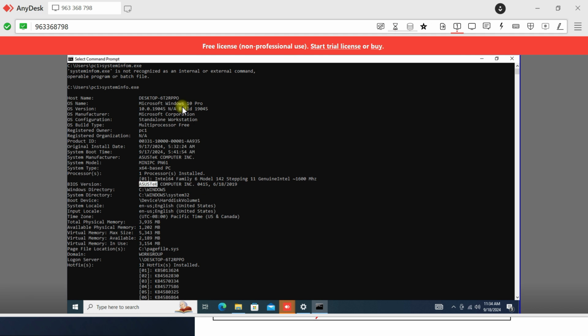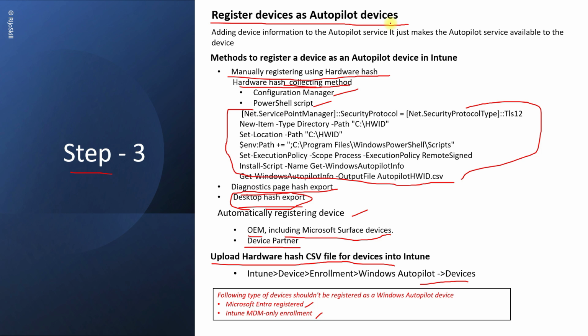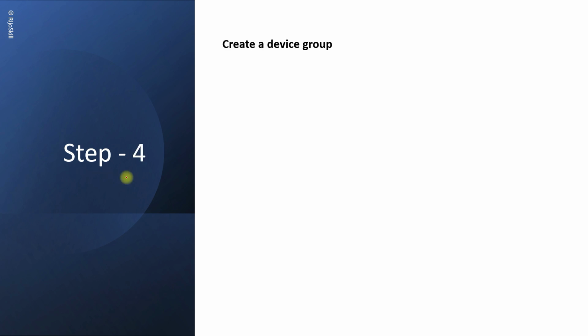So all the information we fetch from here is in the hardware hash. Now the step is also completed, so we will go for our next step. Now we have completed our step 3. We already registered our device in Autopilot in Intune. So now we need to go for our step 4.